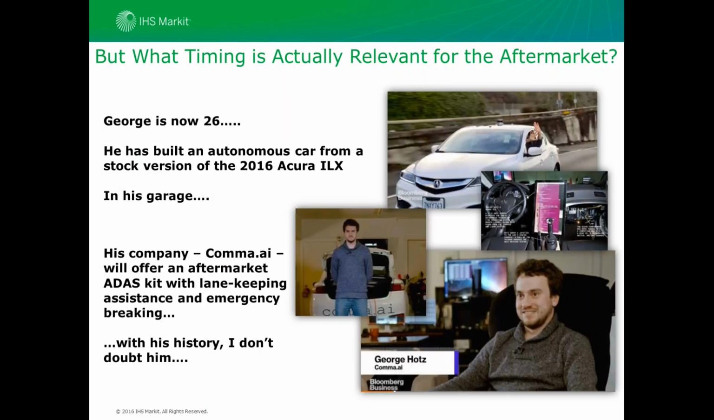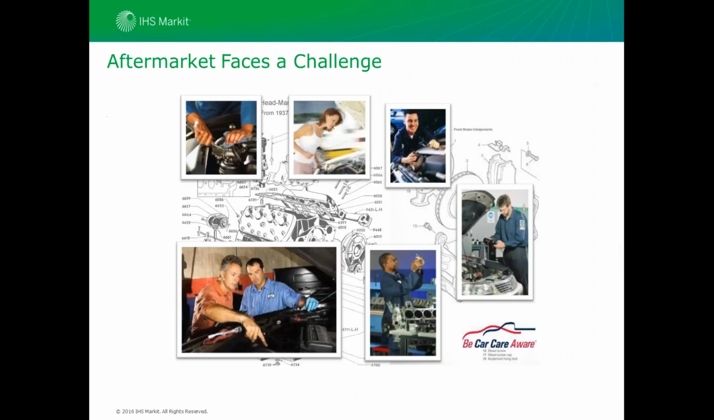He's now 26, hasn't graduated college yet, but he's developed his own autonomous car in his garage. So the point here is that the technology is there. In fact, George is putting together a company that will have an aftermarket retrofit autonomous vehicle technology package that you can put on your own vehicle. And again, this is autonomous on a highway, not in a city traffic situation. It'll be a while before that can all be connected. But the point being that the technology is there, and that we as an aftermarket face a challenge.